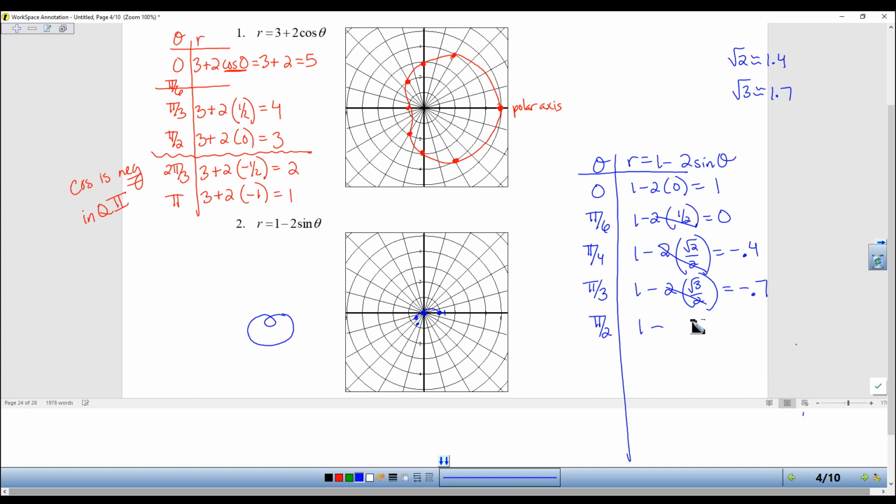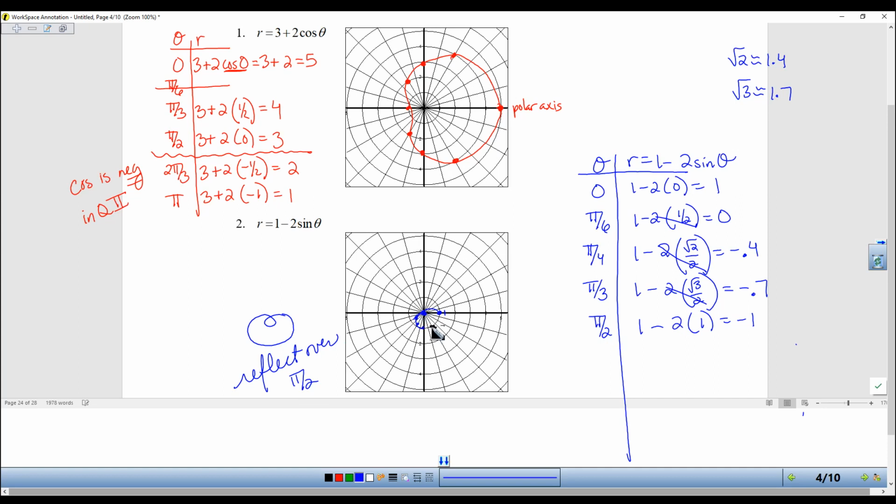And then this is what's going to make the most sense. Pi halves, 1 minus 2 times 1 is negative 1. So at pi halves, I'm down at negative 1. You see that inner loop there? And if you've understood that and you know it reflects over pi halves, you can actually, without making your table, duplicate these points.